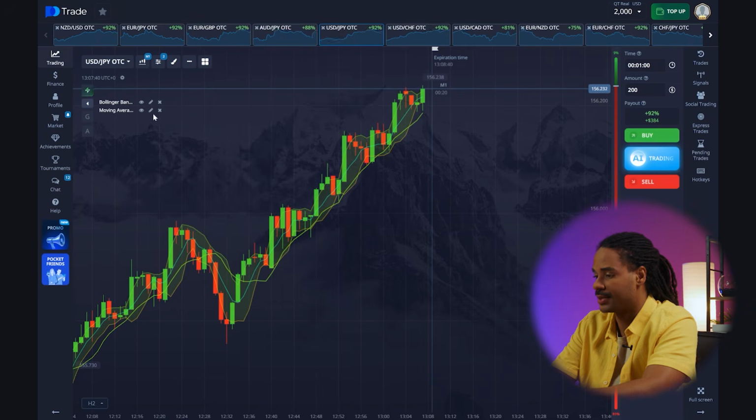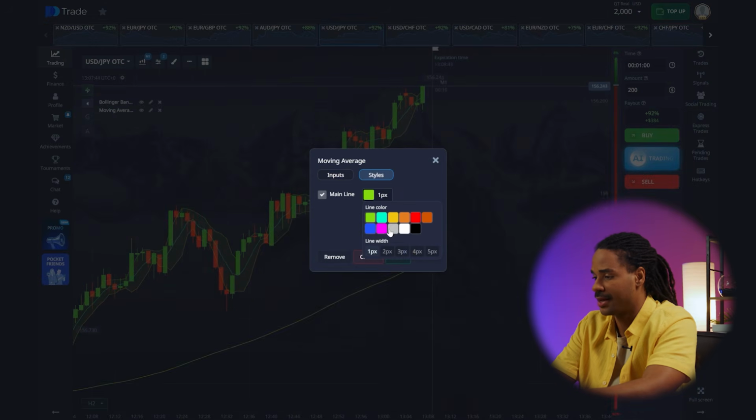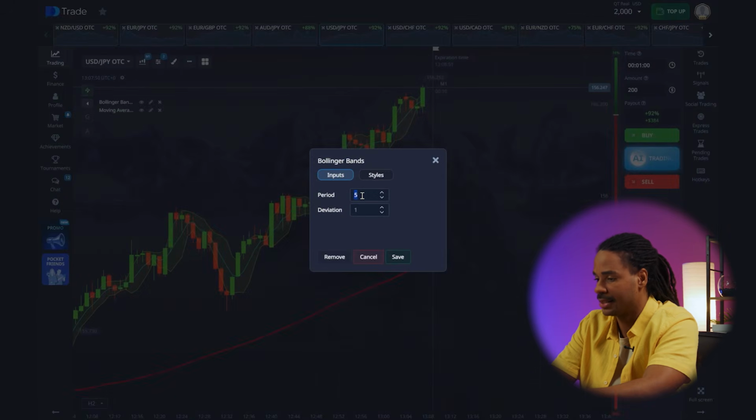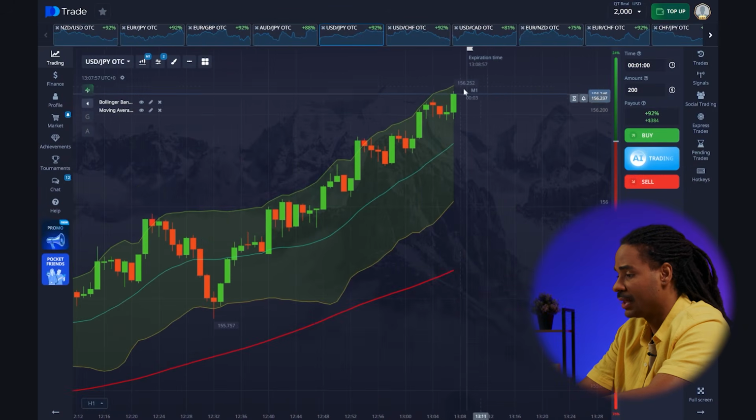We start with setting up the moving average, set the period to 100, make the line red thicker so you can see it even if you're staring at the screen with one eye. Now we add Bollinger Bands, period 20, standard deviation default. Set everything up clean and save it. After that, the chart already looks like you can actually have a conversation with it.